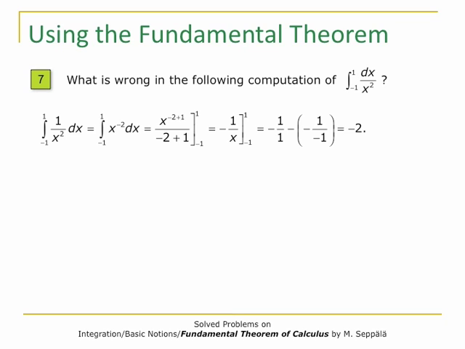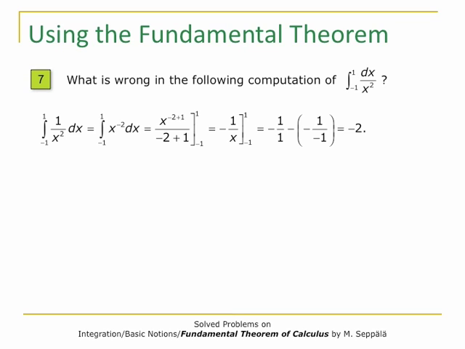But if one computes the integral from negative 1 to 1 of dx divided by x squared by the fundamental theorem of calculus, one gets that this integral is the integral from negative 1 to 1 of x to the power negative 2 dx, and the antiderivative of x to the power negative 2, or an antiderivative, is x to the power negative 2 plus 1 divided by negative 2 plus 1. This is just minus 1 over x, and we substitute from negative 1 to 1.